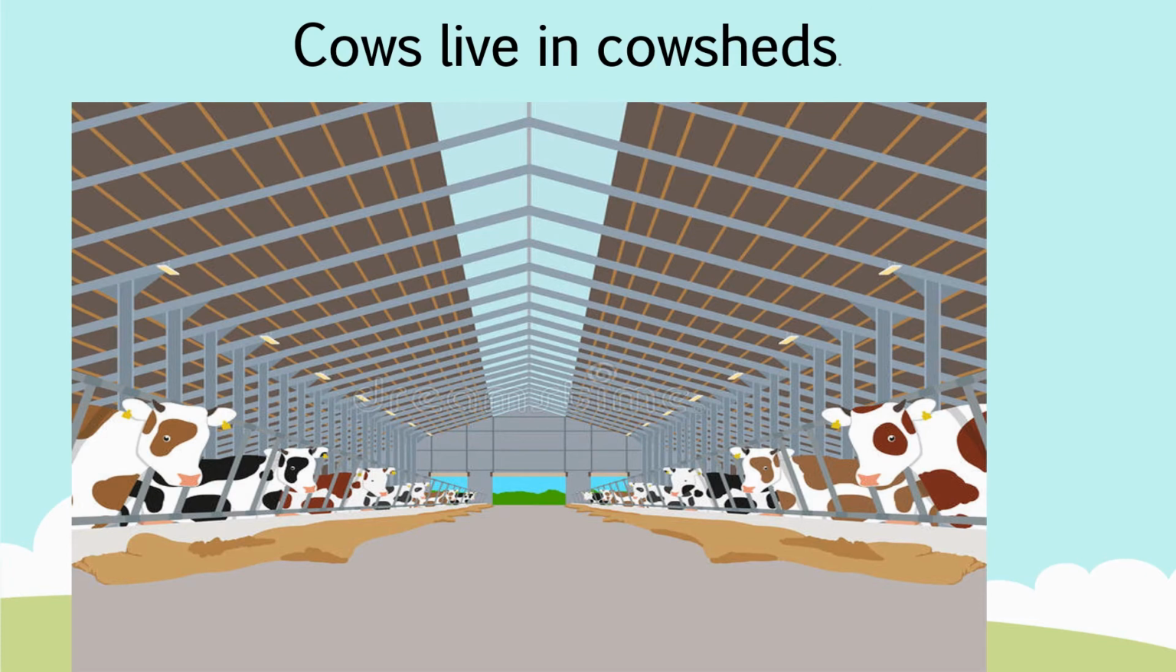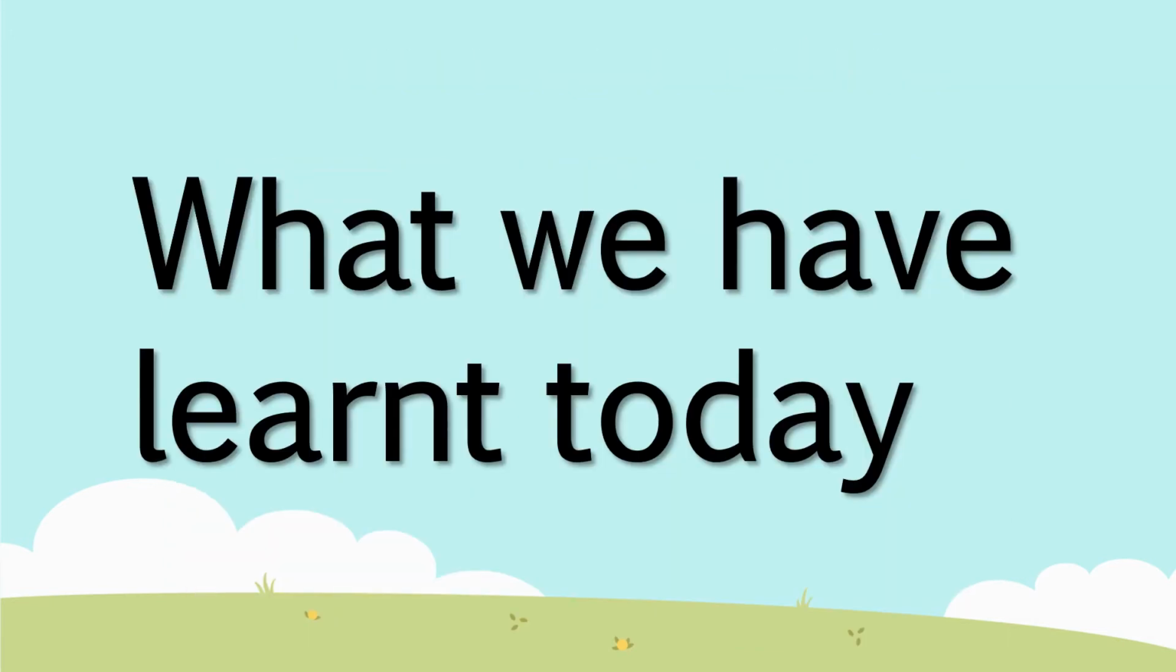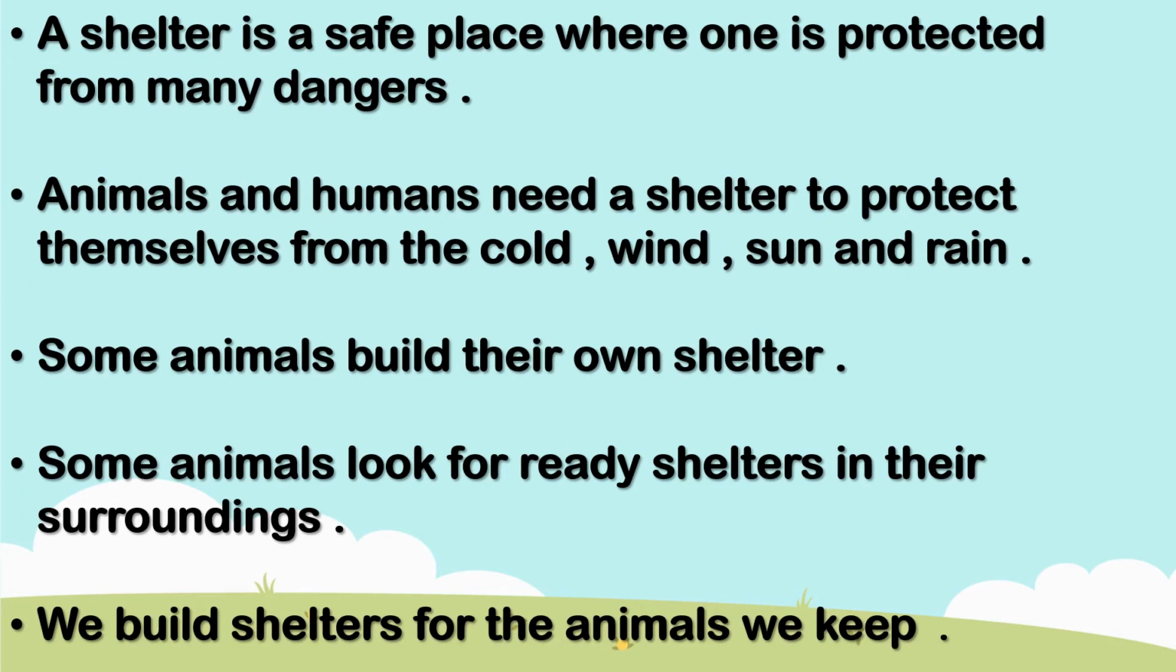A shelter for a horse is called a stable. It means horses live in a stable. Now students, what have we learned today? Number 1. A shelter is a safe place where one is protected from many dangers. Next point is animals and humans need a shelter to protect themselves from the cold, wind, sun and rain.